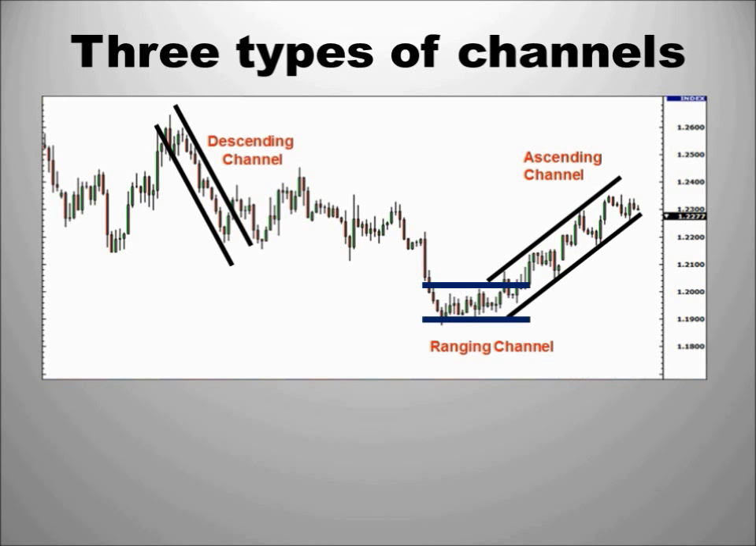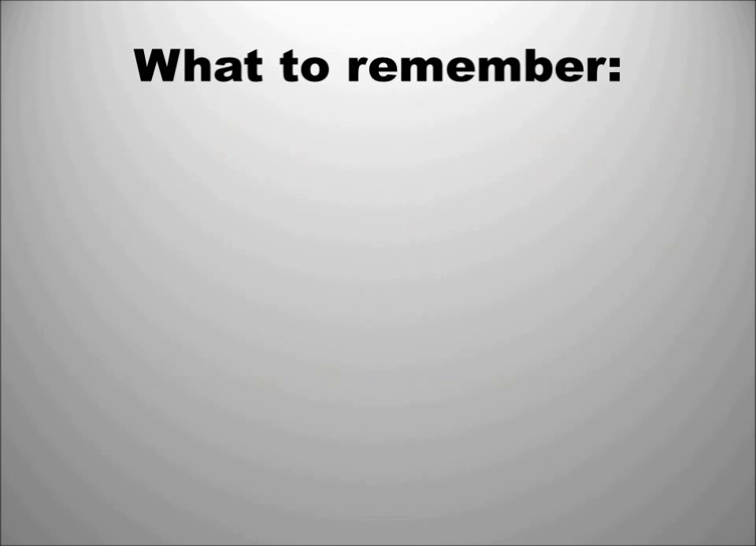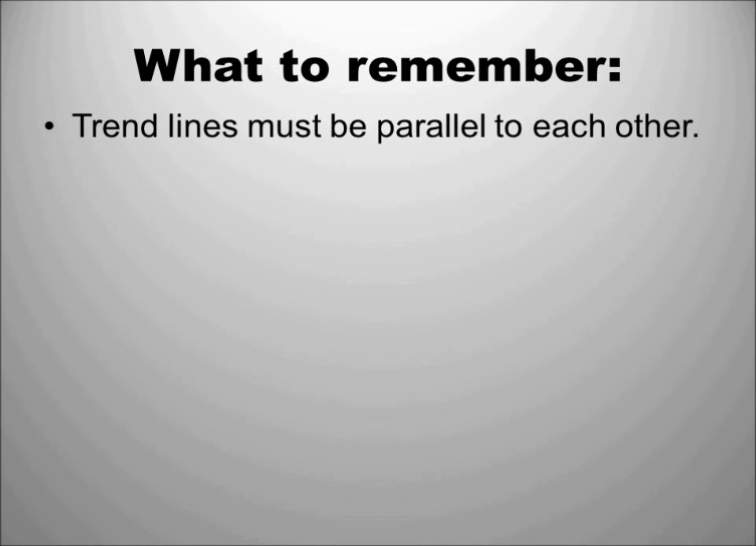Then we have the descending channel. Again, these candles are well inside the lines of support and resistance. And the ranging channel, as we saw before. So, here is what we must remember when we are studying trends. Trend lines must be parallel to each other.